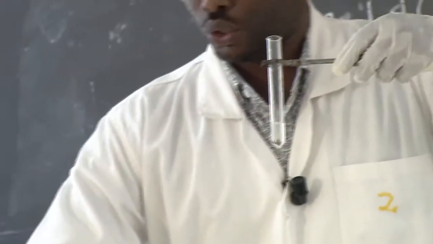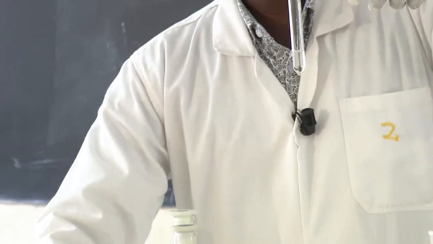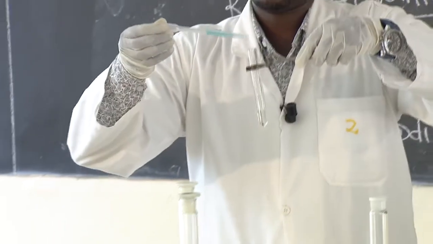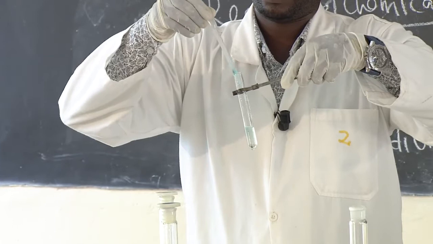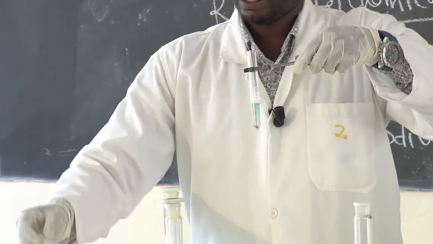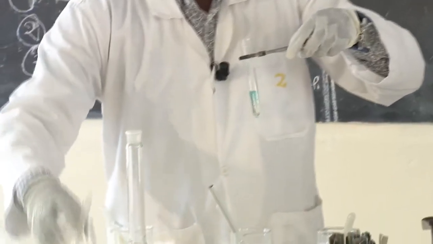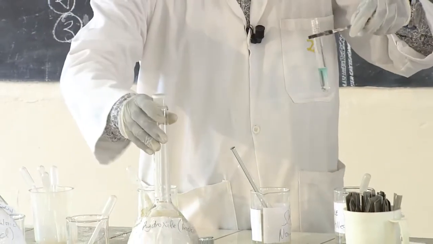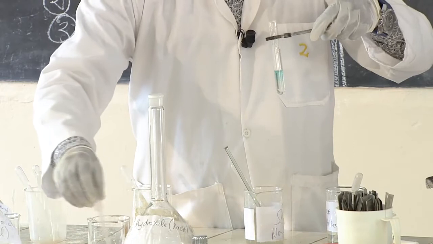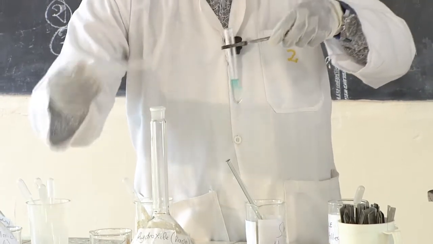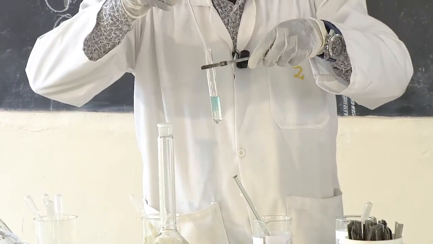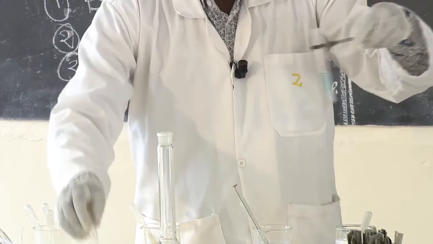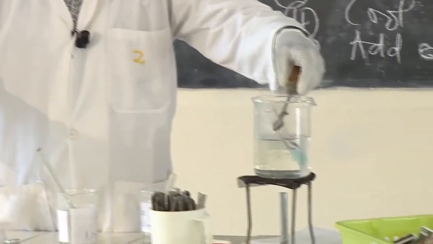I think it is cool. You add now the Benedict solution. After adding the Benedict solution, you add sodium hydroxide. You add some drops of sodium hydroxide to neutralize the acid present. And then you put it into a water bath again.